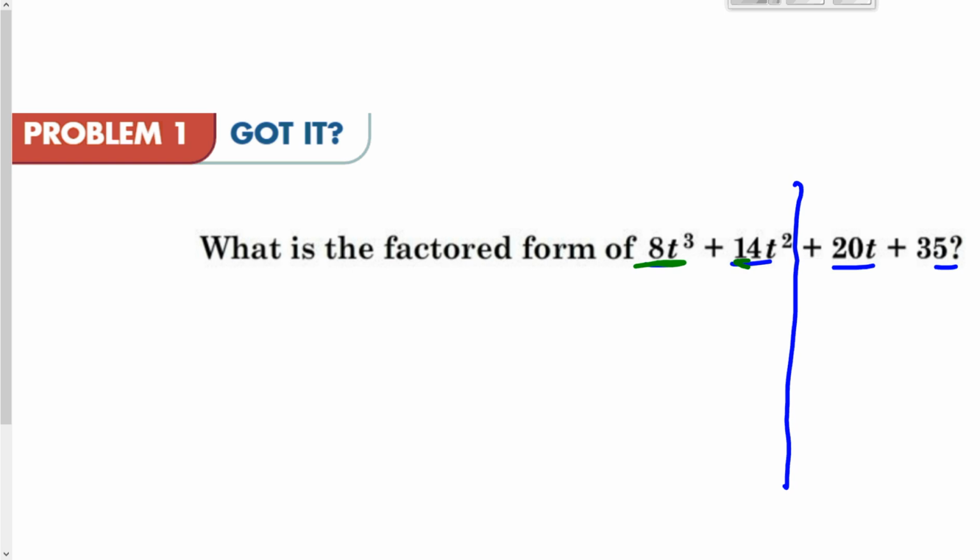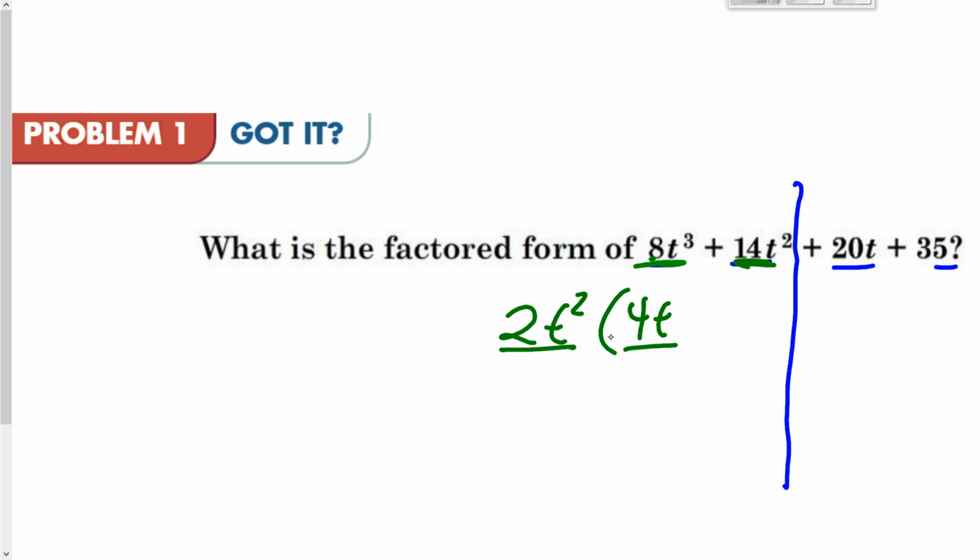Alright, so I'm going to look for the GCF here. So a 2 can come out, right? And what about a t? Any t's? Look at the smallest exponent, it's a t squared, so a t squared is going to come out. So then you can ask yourself, 2t squared times what is 8t cubed? Well, 2 times 4 is 8. T squared, I need t cubed, so I need another t.